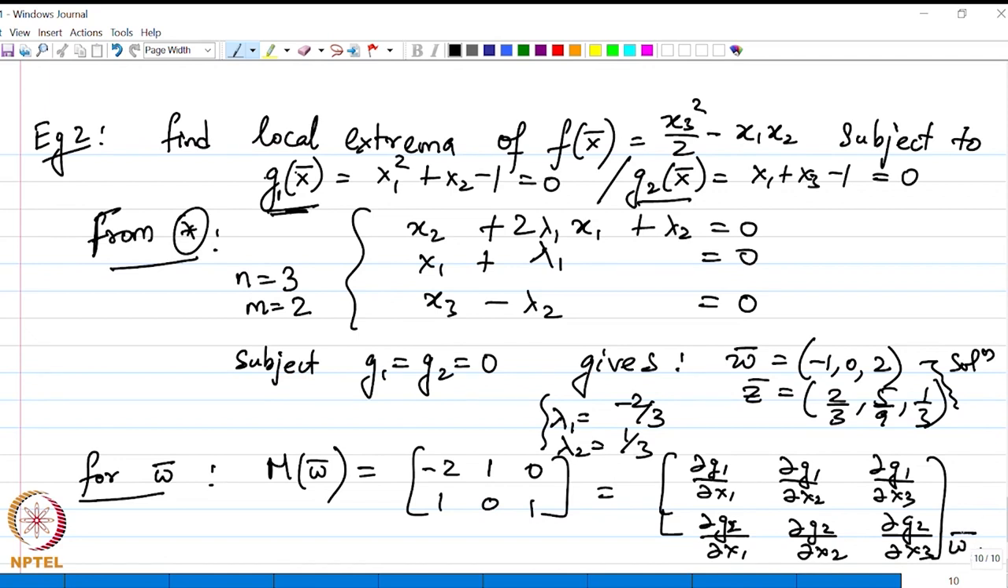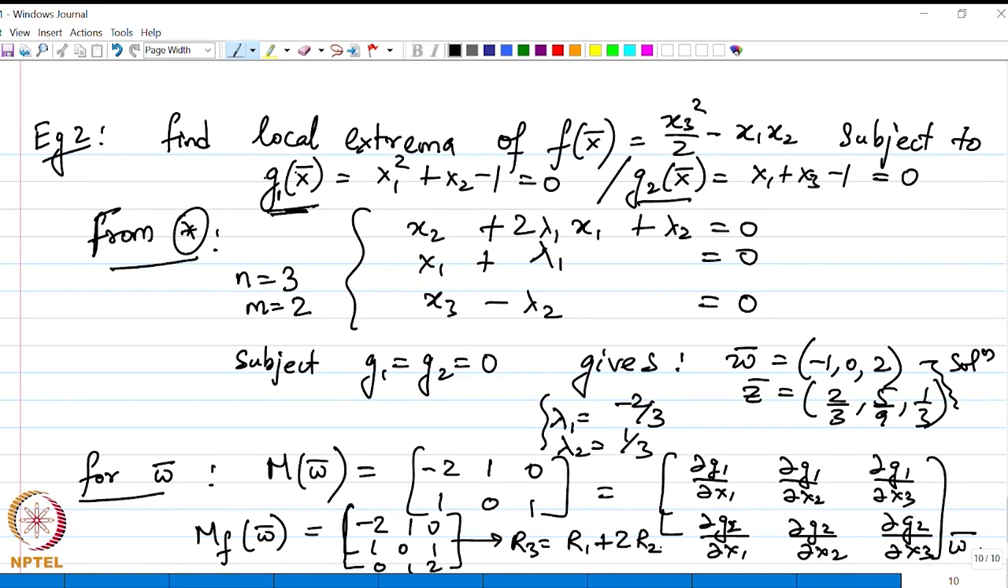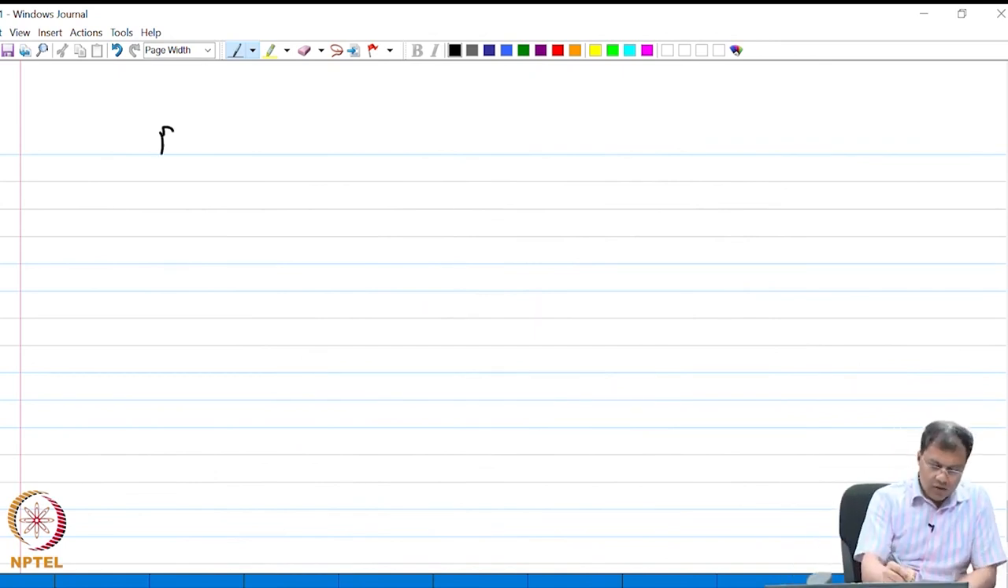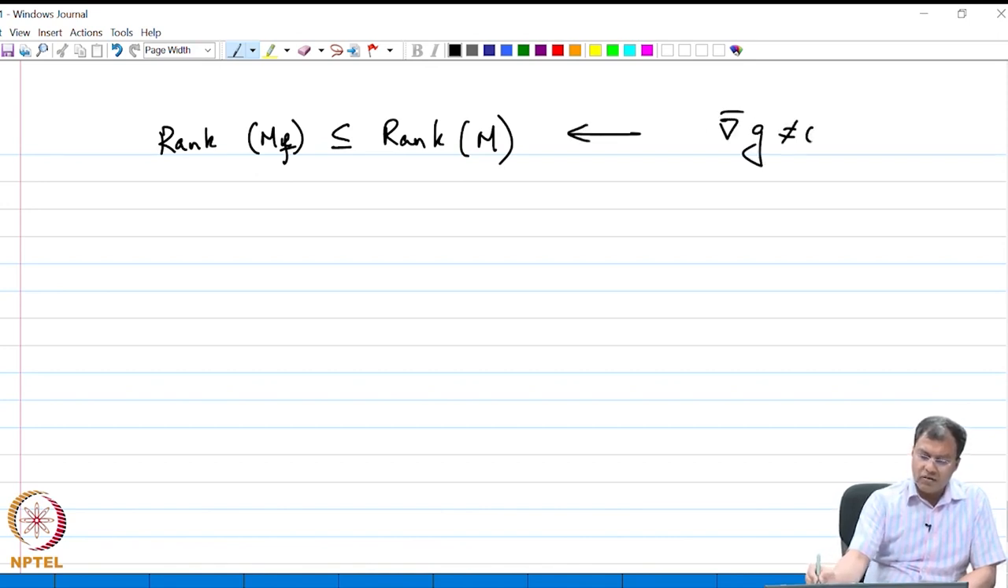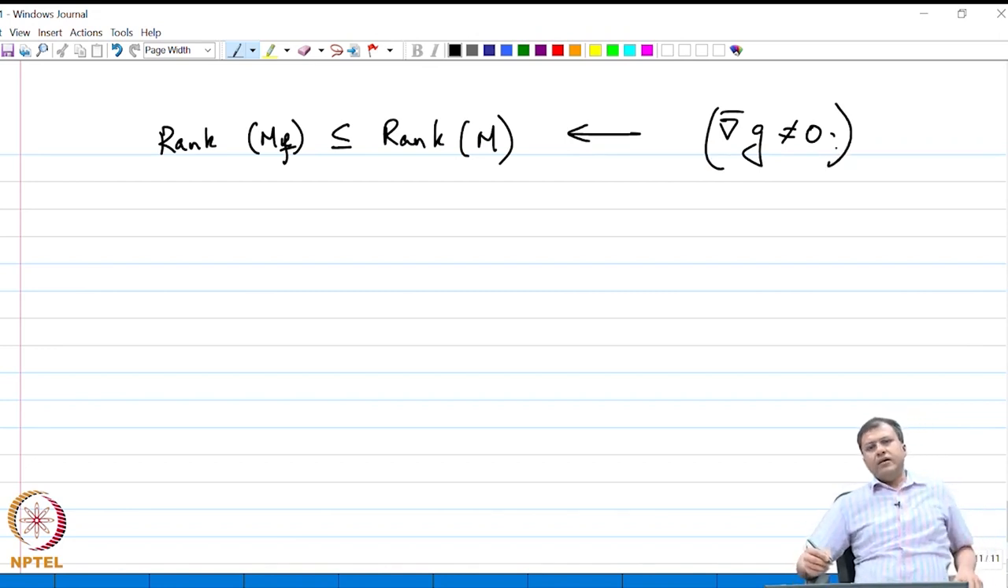Now, similarly, if we check the augmented matrix, it comes out to be minus 2 1 0, the first two rows are the same and the last row is 0 1 2. Notice that in this case row 3 is nothing but row 1 plus 2 times row 2, right? So the last row is linearly dependent as expected, or the rank of the augmented matrix is in this case exactly equal to the rank of the Jacobian matrix. Okay, so this condition is certainly true, which guarantees that grad g is non-zero, right? So through this we are guaranteeing that we are not dealing with pathological cases.